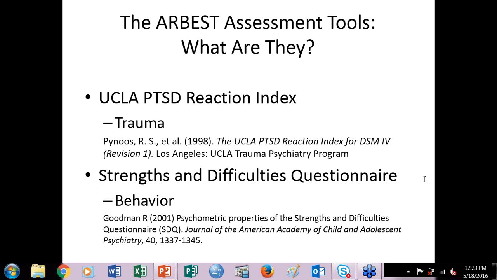I also want to mention that we don't get any sort of monetary benefit for using these assessment tools. We just, as a team, decided these were the two best tools to use. And the Strengths and Difficulties Questionnaire looks at behavioral concerns. We'll first talk about the UCLA, how to enter that, a little bit of background information on it, and how to print reports. And we'll look at some data too, some stats.